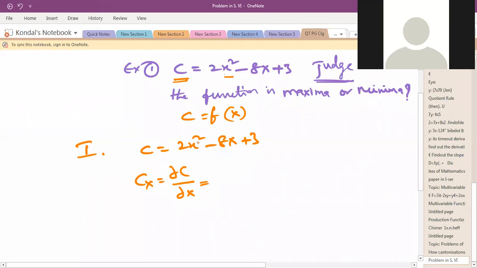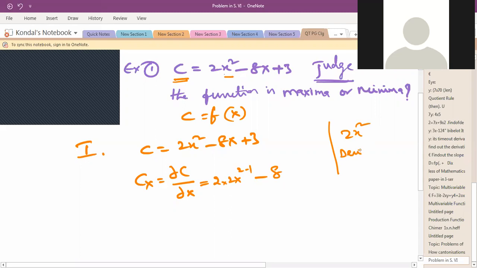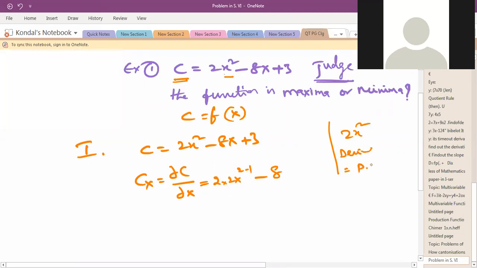What it means? We need to find out the first order. How much does it come? 2 into 2x to the power 2 minus 1, minus 8. For those who are attending the first class, I'm repeating: 2x square, how can we do the derivative? Power into base to the power minus 1. What is the power value? 2. 2 into base 2x, power 2 minus 1. So 2 into 2x is 4x, and 2 minus 1 is 1. Therefore we get only 4x.